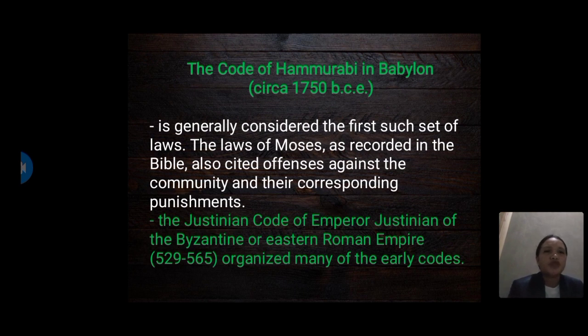So the Code of Hammurabi in Babylon is generally considered the first such set of laws. The laws of Moses, as recorded in the Bible, also cited offenses against the community and their corresponding punishments.